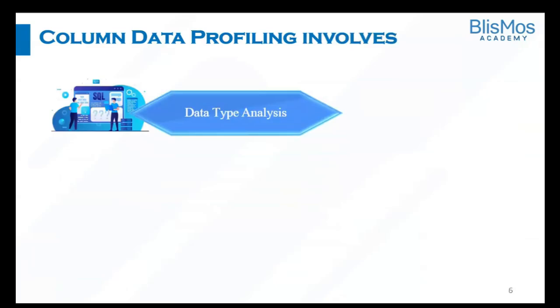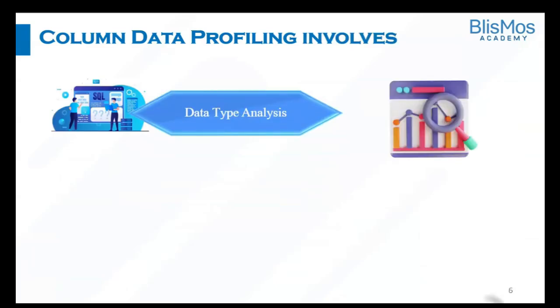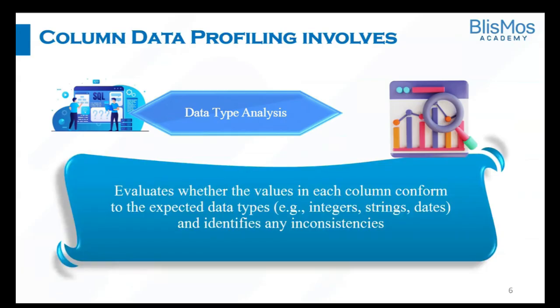As a part of the data type analysis, as the name suggests, we'll analyze the data types. We'll evaluate whether the values in each column conform to the expected data types as per the mapping document. Means in your mapping document, a particular column is suggested as an integer. Do you have that particular column as an integer? Do you have a particular column as a string? If there are any inconsistencies between whatever you are finding compared to the requirement document or mapping document, you will flag that.